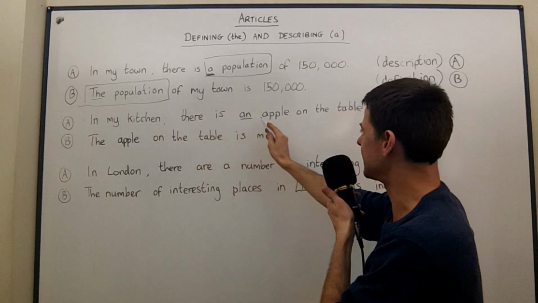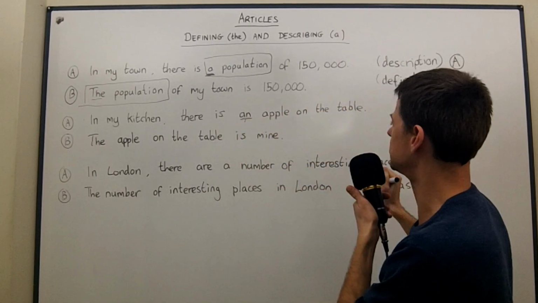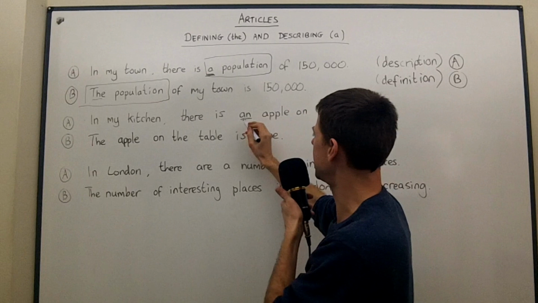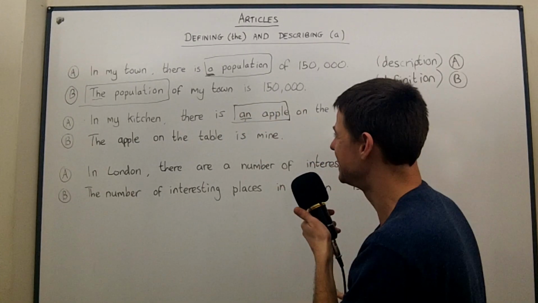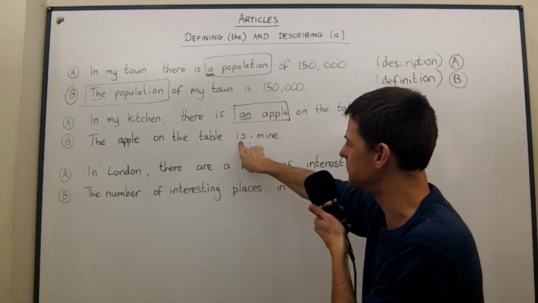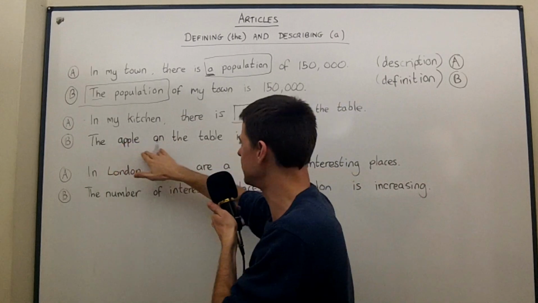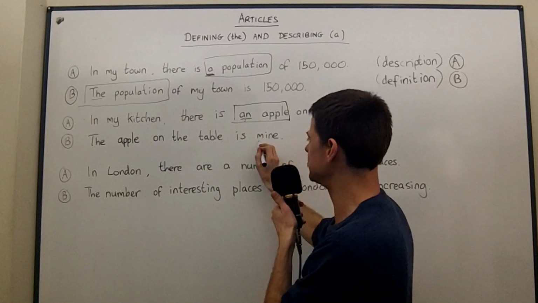So in my kitchen there is an apple on the table. This is the object of there is. It's a description, okay? And we must use A. Or an, because it starts with a vowel sound. However, if we put that as the object and define it with the verb is, the apple on the table is mine. Okay, that makes it very concrete, especially the mine.